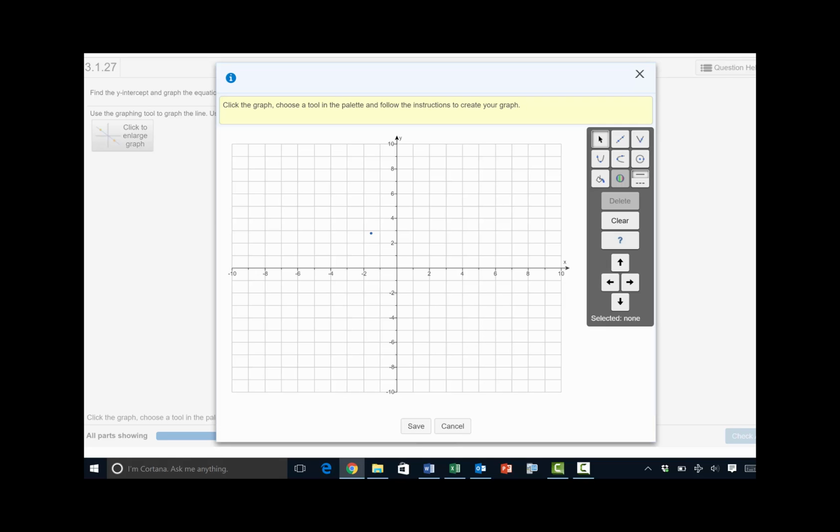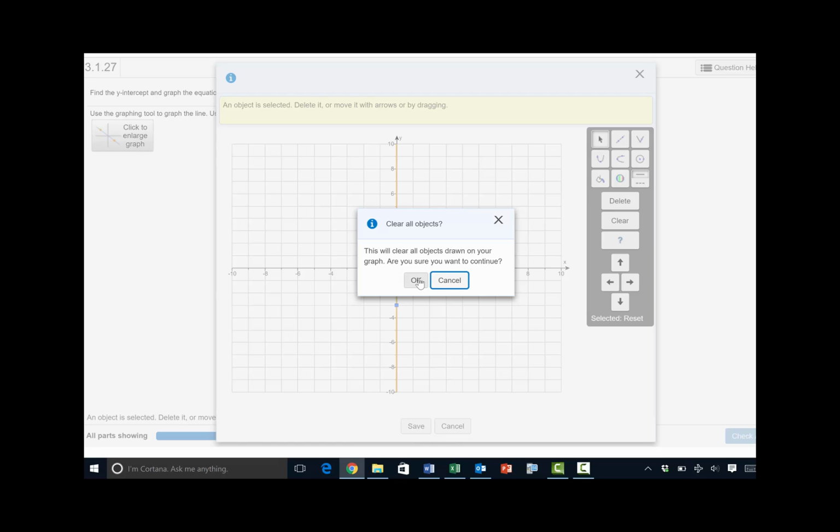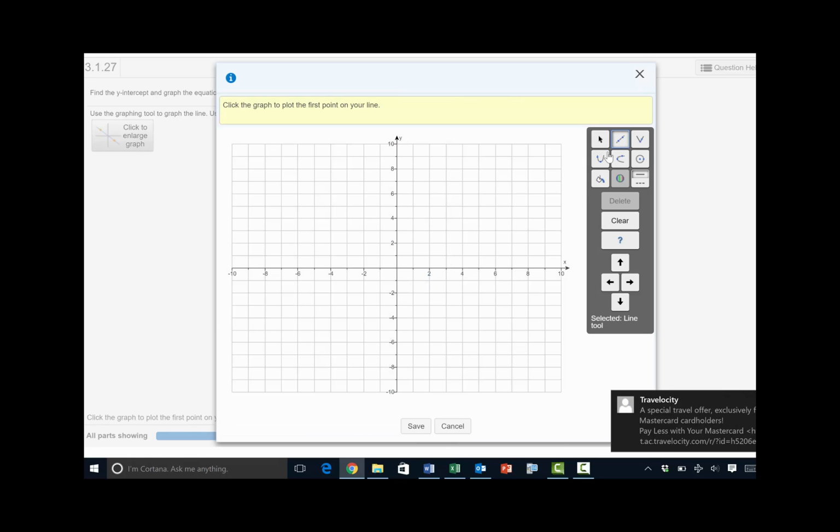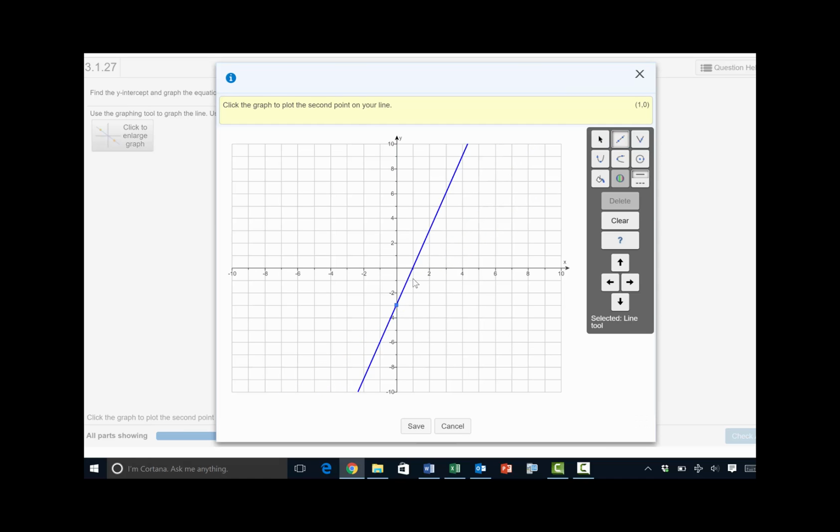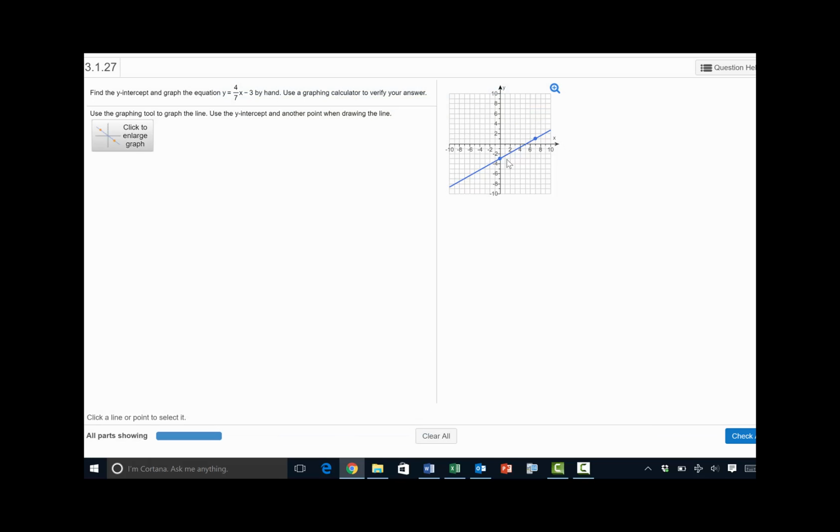Let's go back over here to the graph. So I'm going to use my line tool. So 0, negative 3 down here. And then let me clear that out. I think I clicked on the wrong one. Okay, let's try this again. 0, negative 3, and then my other point I said was x is 7 and y was 1, right here. Click save. Now the graph is on here, and I can check my answer.